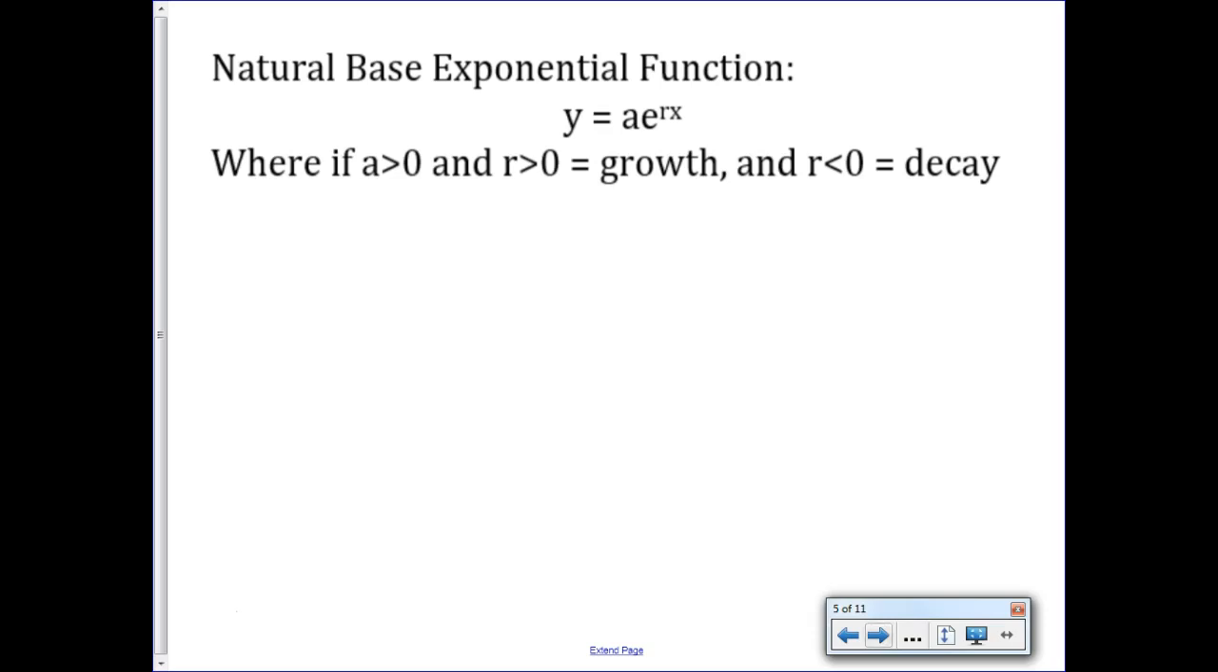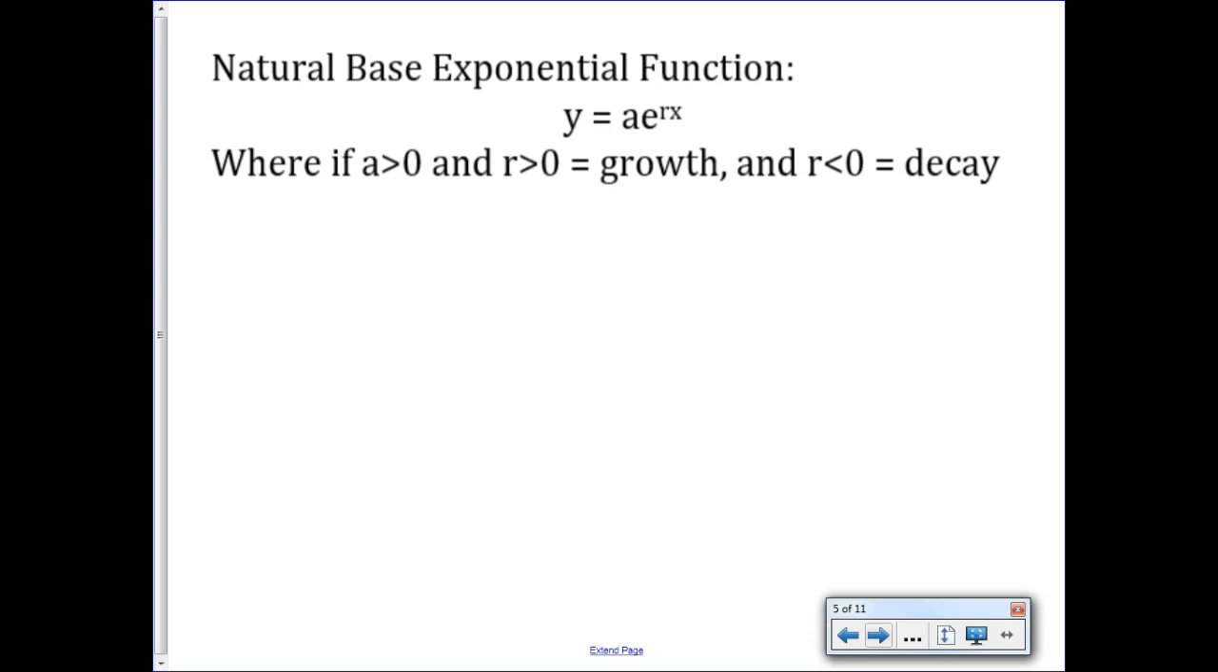All right, natural base exponential function. So y equals a times e to the rx power. So kind of like our growth and our decay functions we've been using, except we have e in here as well. So if a is greater than 0 in both cases, and r is greater than 0, it's a growth function. A still has to be greater than 0, but if r is less than 0, it's decay. That is different than with our growth and decay functions without e.